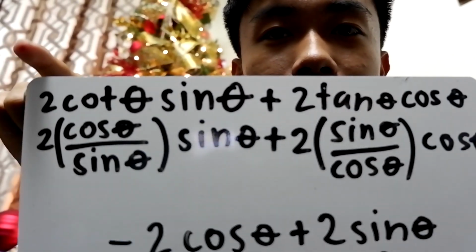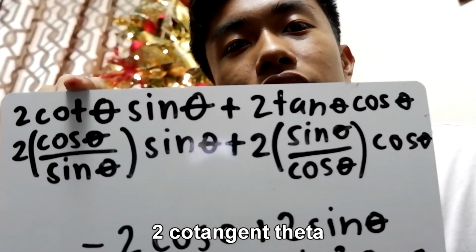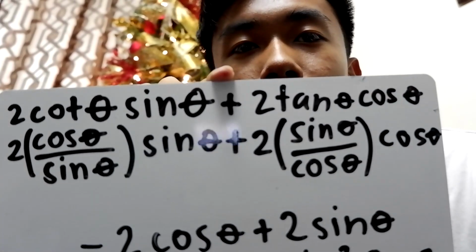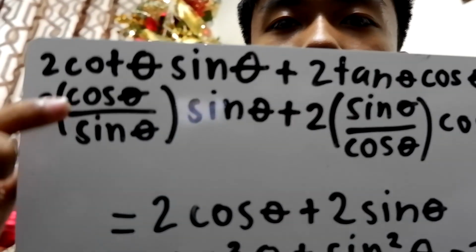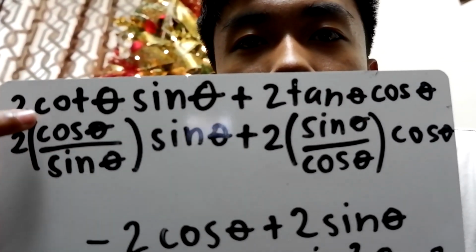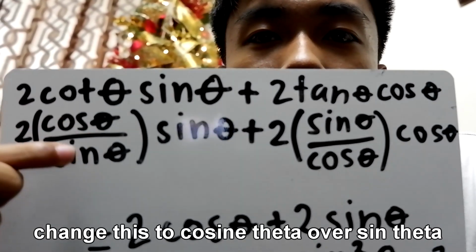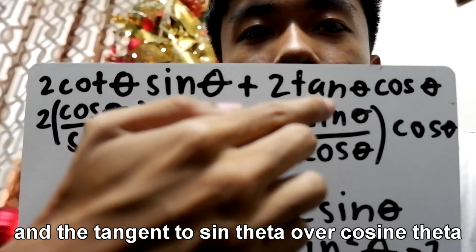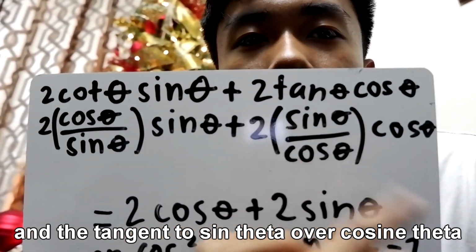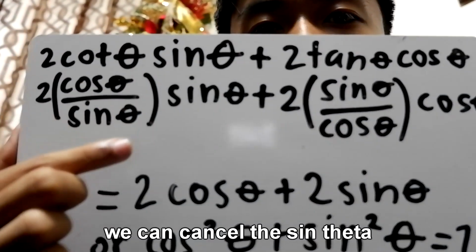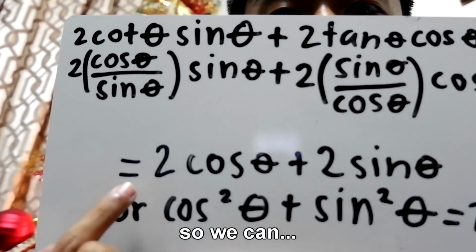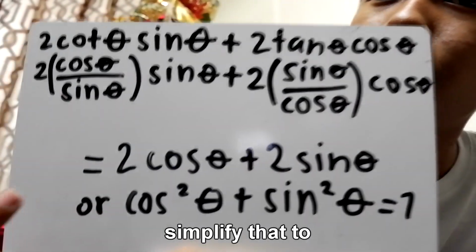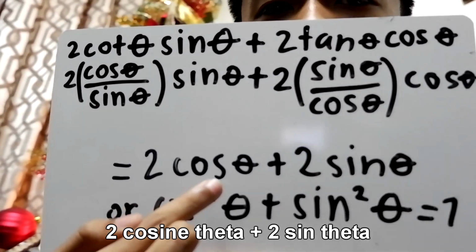Another example is 2 cotangent theta times sine theta plus 2 tangent theta times cosine theta. We can change cotangent to cosine theta over sine theta, and the tangent to sine theta over cosine theta. We can cancel the sine theta and the cosine theta, so we can simplify that to 2 cosine theta plus 2 sine theta.